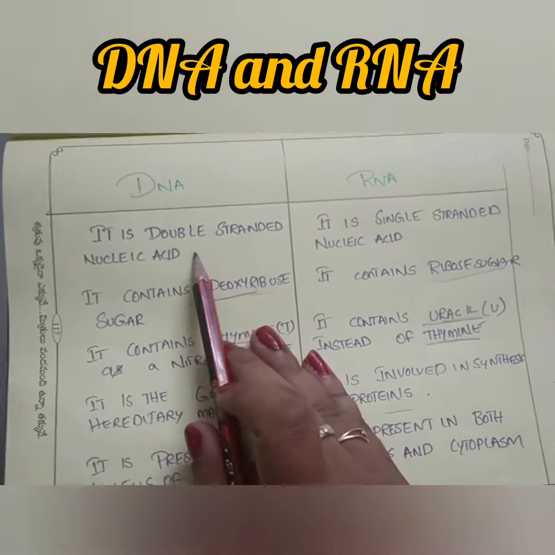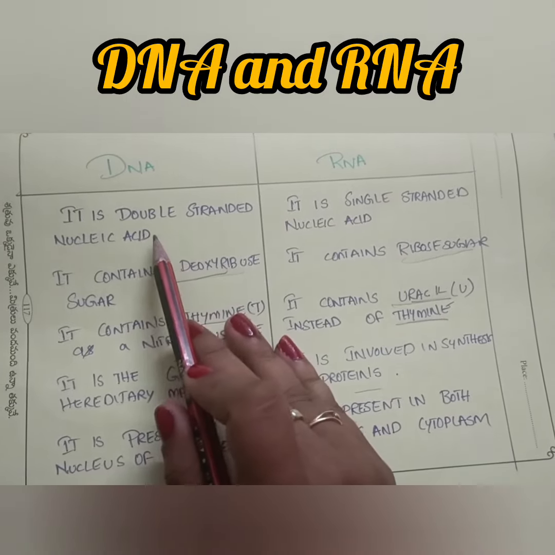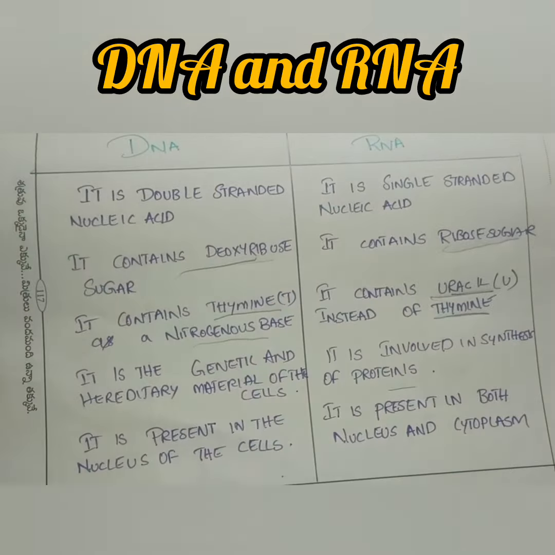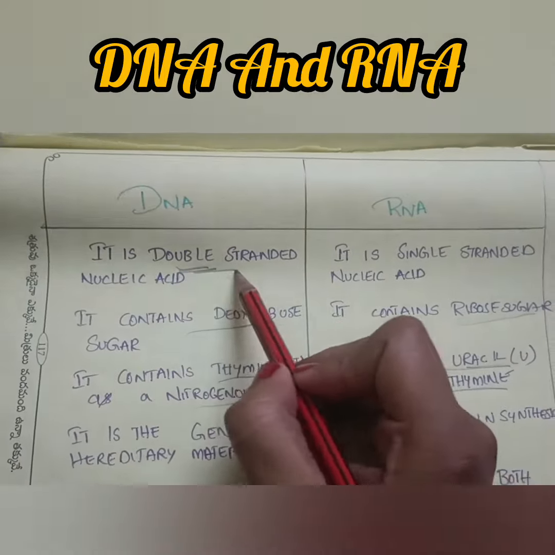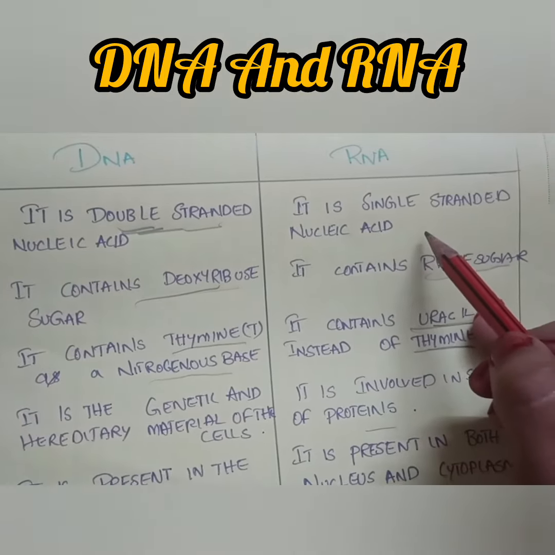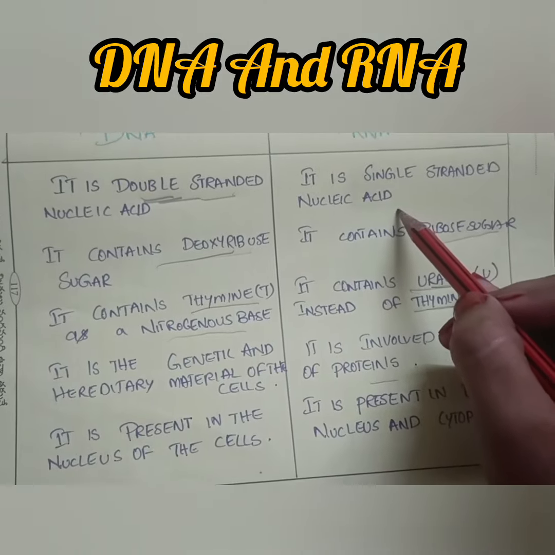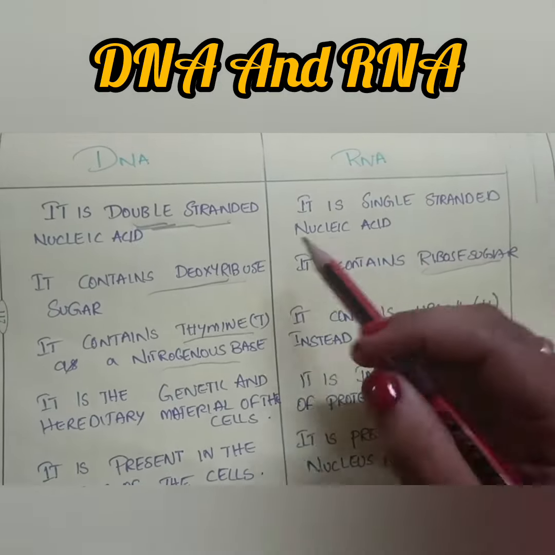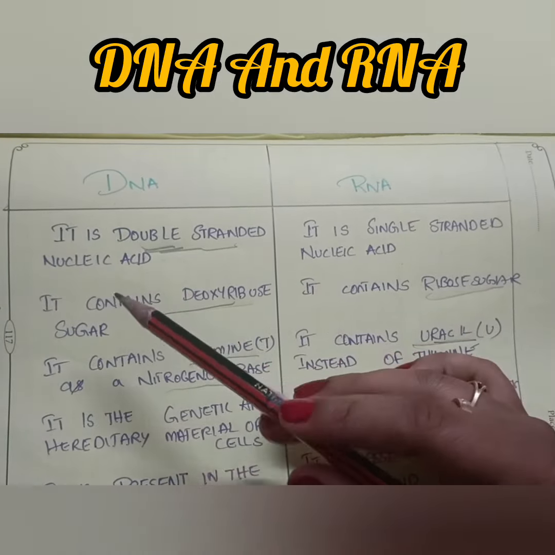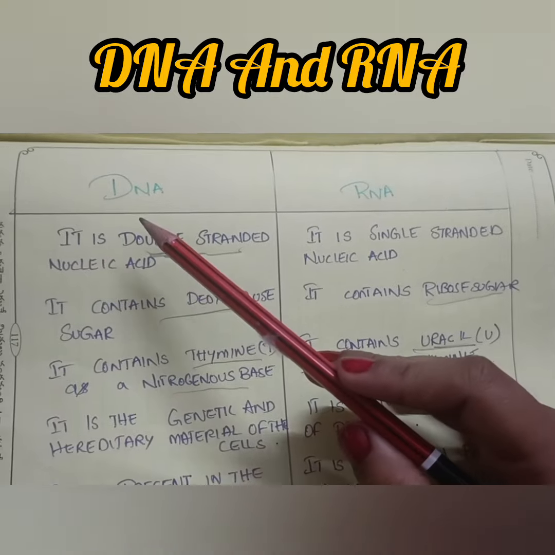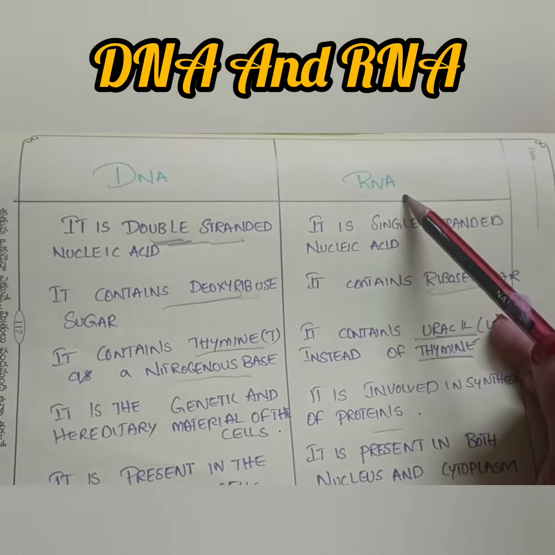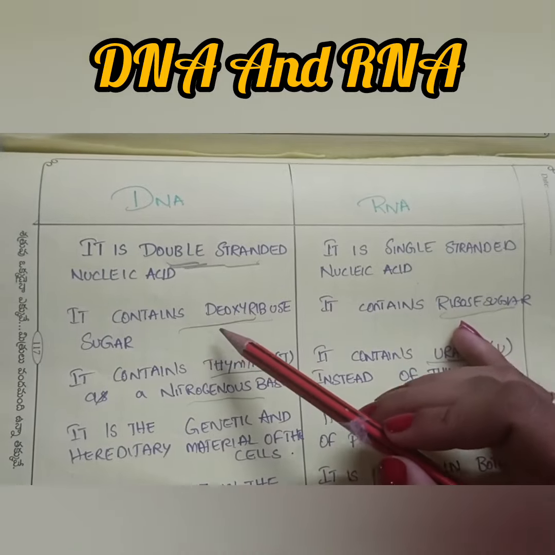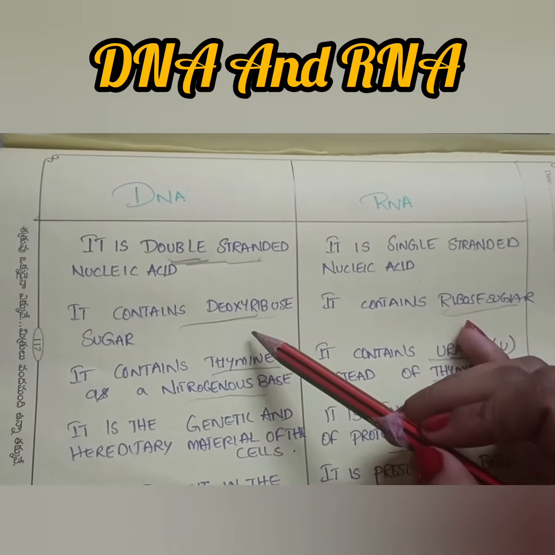So DNA is a double stranded nucleic acid. That means it is a type of nucleic acid which has two strands. While coming to RNA, it is a single stranded nucleic acid. DNA means deoxyribonucleic acid, and RNA means ribonucleic acid. The name itself says deoxyribose.